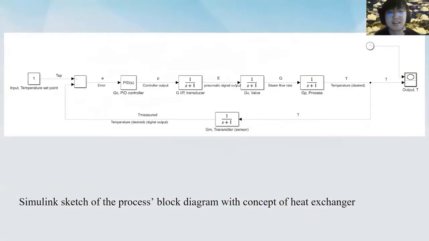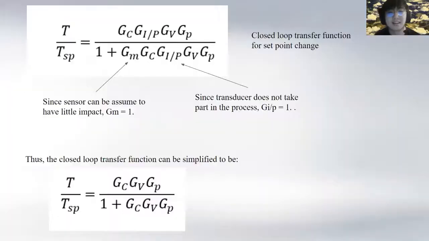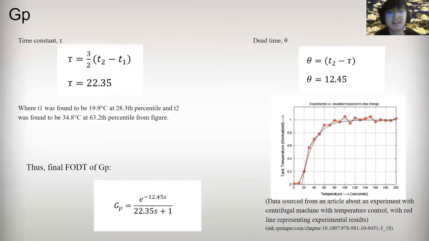This would be the graphical representation of this process in Simulink. Next. A closed-loop transfer function can be developed from the process block diagram. As GIP, the transducer does not take part in the reaction, it is neglected, and sensor GM can be assumed to have no impact to the process. Next.